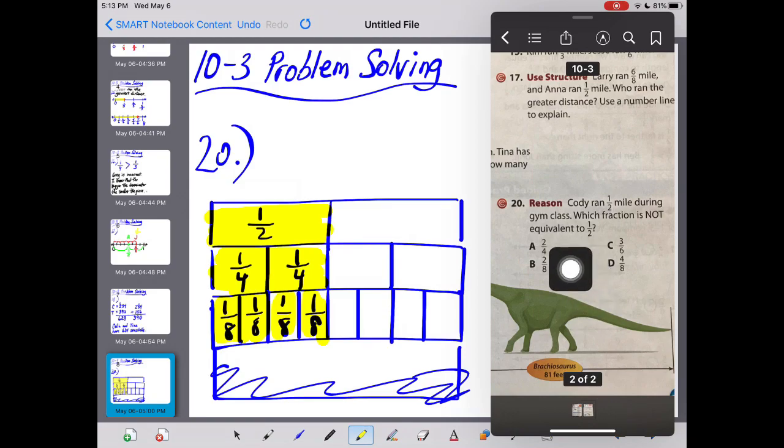And I don't know if you've noticed, but 2 is half of 4, right? 2 plus 2 equals 4. 3 is half of 6. 3 plus 3 equals 6. 4 is half of 8. 4 plus 4 equals 8. So there's your clue, right? But is 2 half of 8? 2 plus 2 does not equal 8, does it? So B would be your answer.